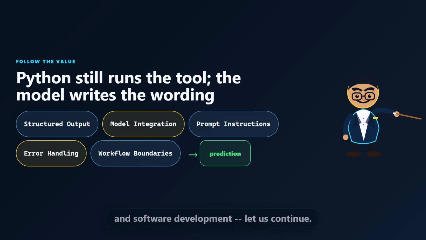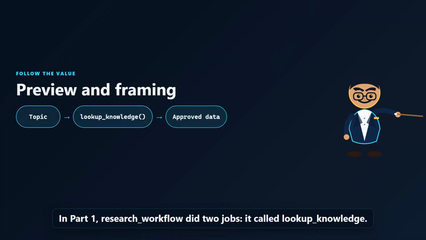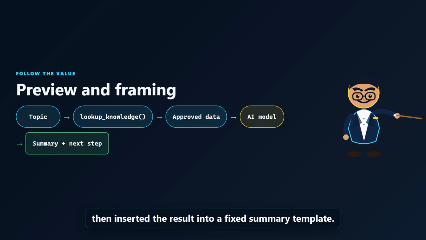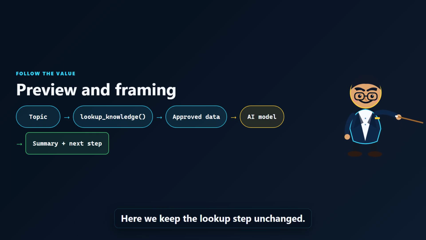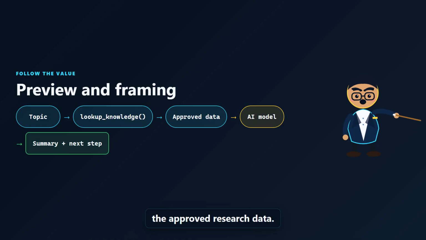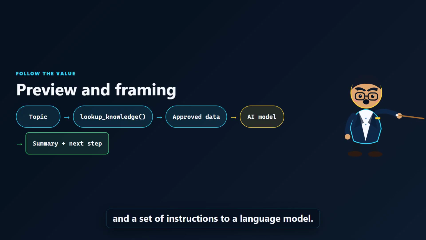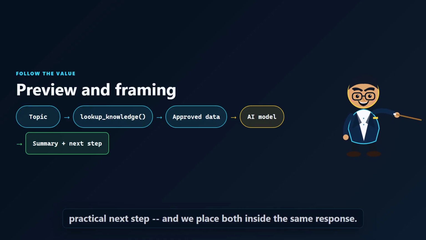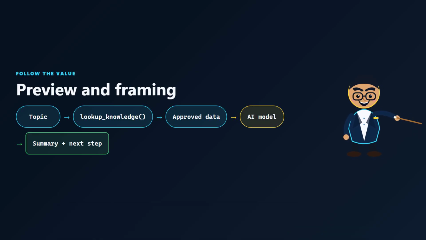Let us continue. In Part 1, Research Workflow did two jobs. It called lookup knowledge, then inserted the result into a fixed summary template. Here, we keep the lookup step unchanged. Instead of building the summary in Python, we send the topic, the approved research data, and a set of instructions to a language model. The model returns two values, a beginner-friendly summary and a practical next step, and we place both inside the same response dictionary Part 1 already used.